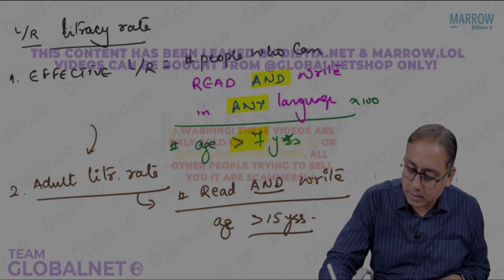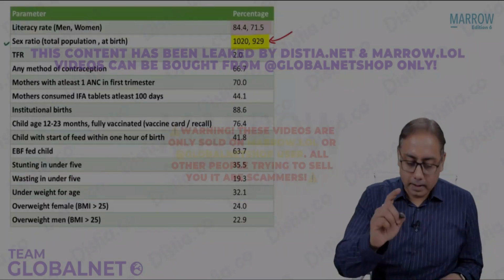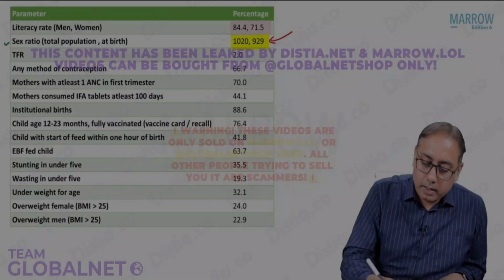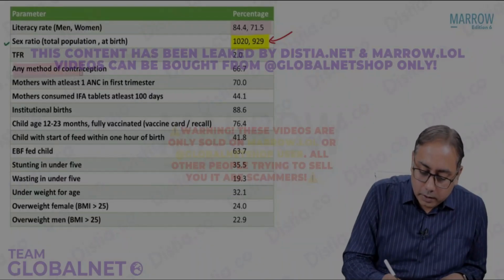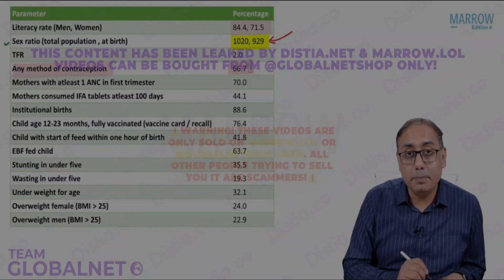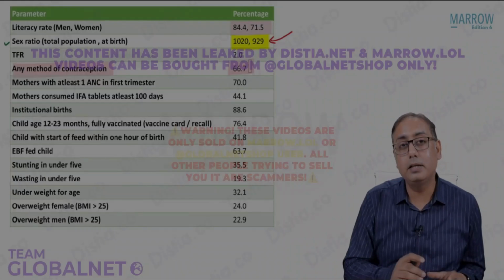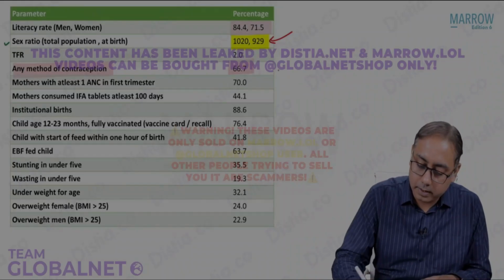You need to memorize this in your brain right now. Coming to the next MCQ. What do you talk about the any method of contraception? Any method of contraception in India among the WRA females.